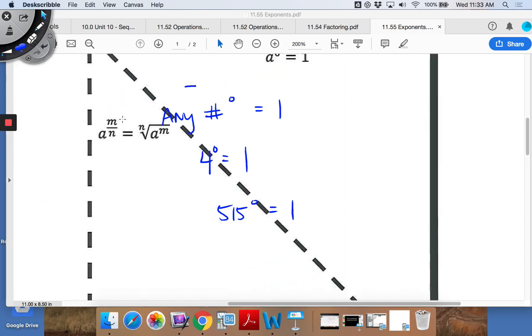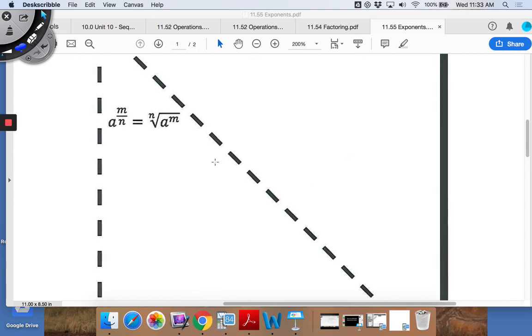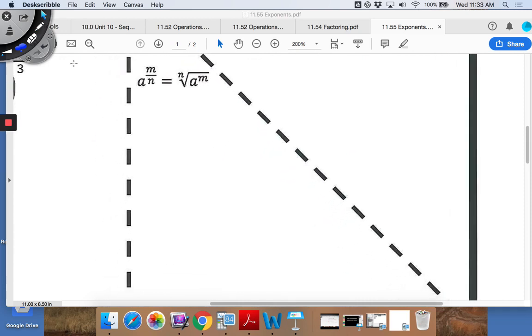The last one that I haven't seen a lot in Algebra 1, especially on the EOC, but this is on your chart. If you have a fractional exponent, then the numerator is inside of the radical, the denominator is the index of the radical. So one example would be like 27 to the 2/3 power would be written as the cube root of 27 squared.